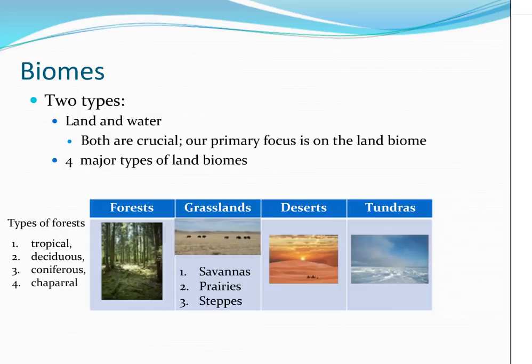And there are 4 major types of land biomes. And within those 4 major types, there's subcategories. So the 4 major types are forest, grasslands, deserts, and tundras. Now, for the forest biome, you have 4 subcategories: tropical, deciduous, coniferous, and chaparral. For grasslands, you have 3 subcategories: savannas, prairies, and steppes.